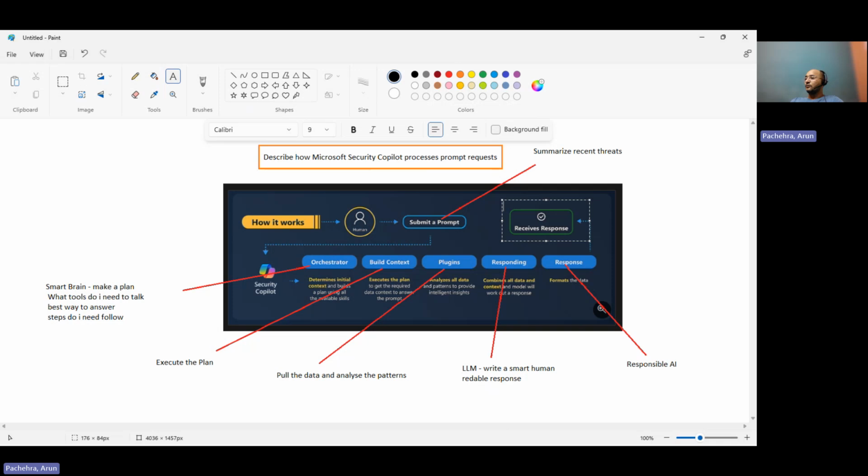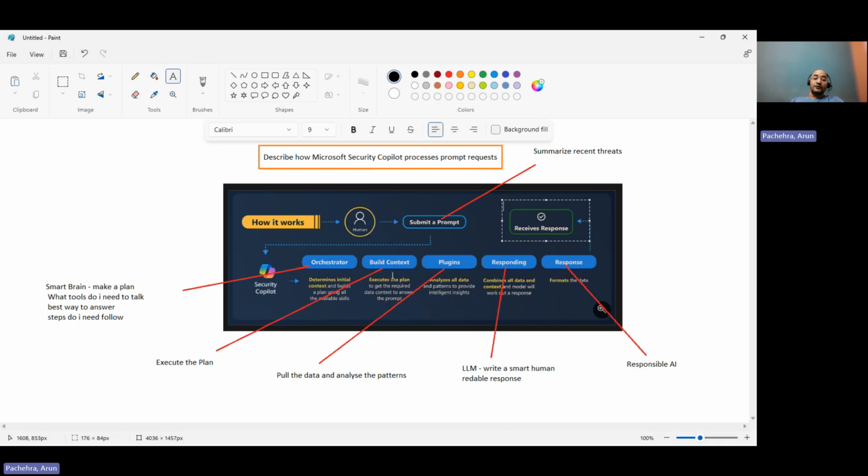Now I can give you one more real life example that will help you cement the knowledge. For example, if you put in a prompt: what were the top 5 most attacked user accounts in the past month? What type of attacks occurred? So that is the prompt. Now, what will the Orchestrator do after learning the prompt? It will make a plan. We need identity or incident data from Defender and Entra, like that. And then build context, execute the plan.